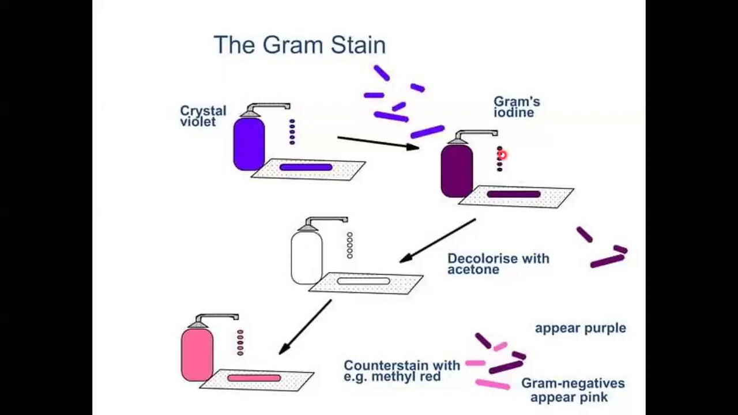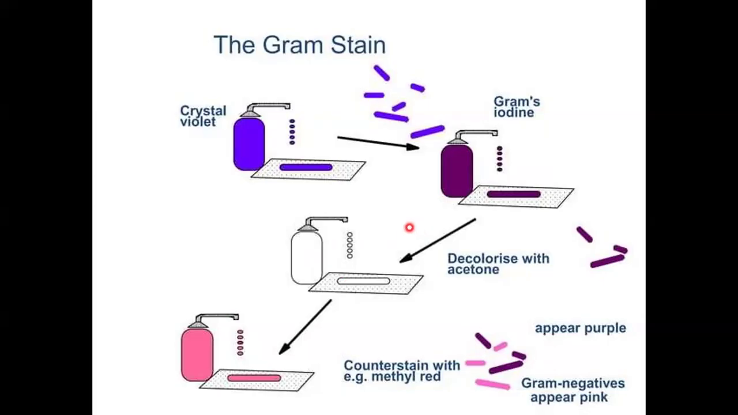Then after that, we rinse again, but this time we are using a decolorizer, which is acetone. Can you see here? We usually do it for around 10-15 seconds until it's clear. Gram-positive bacteria will appear purple because they retain the iodine crystal violet complex. But gram-negative bacteria will lose the color, so they'll appear pink.